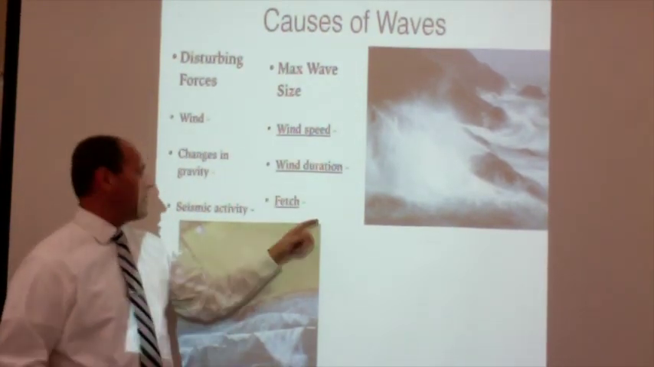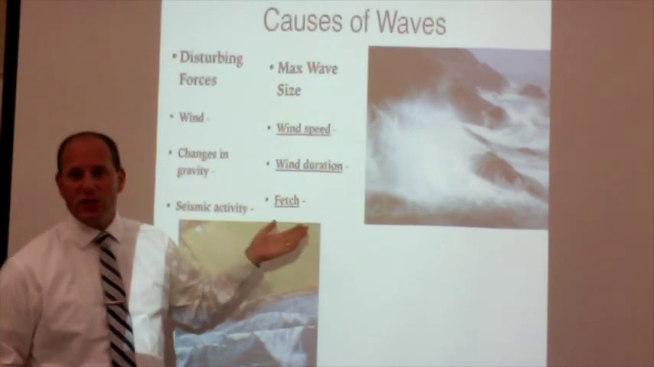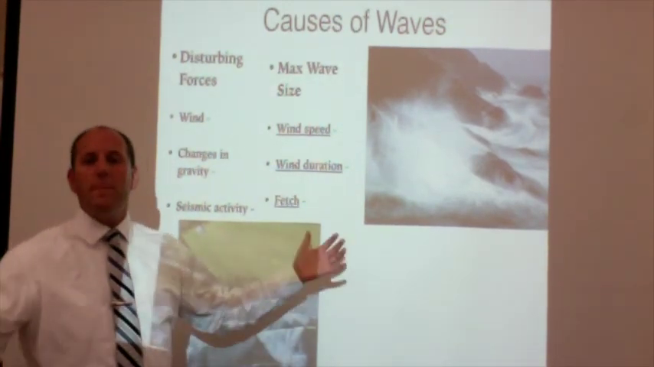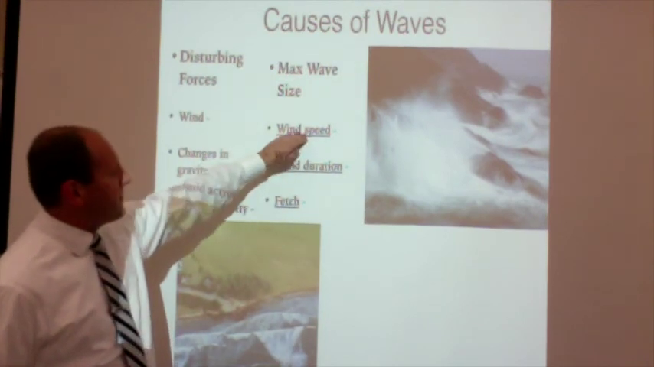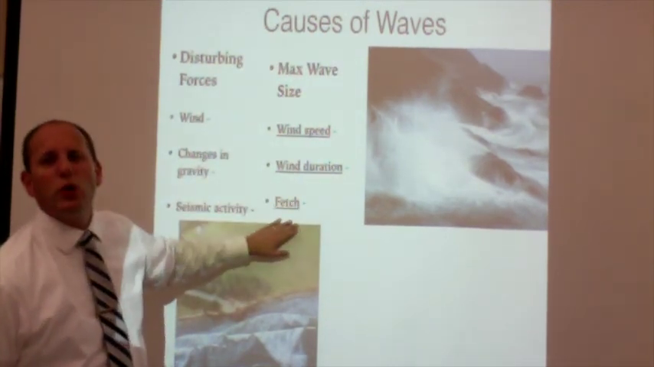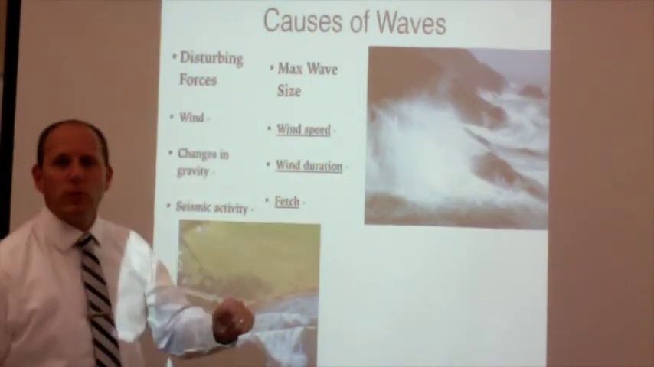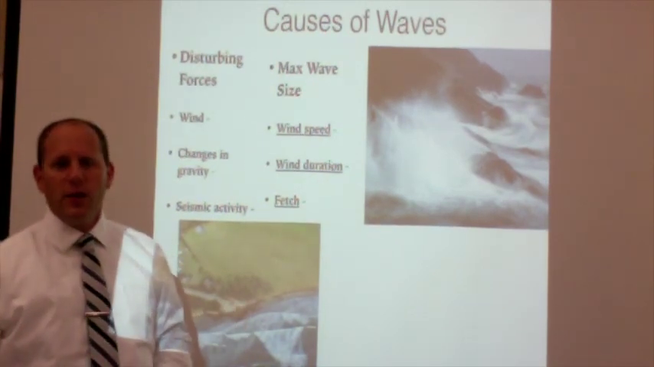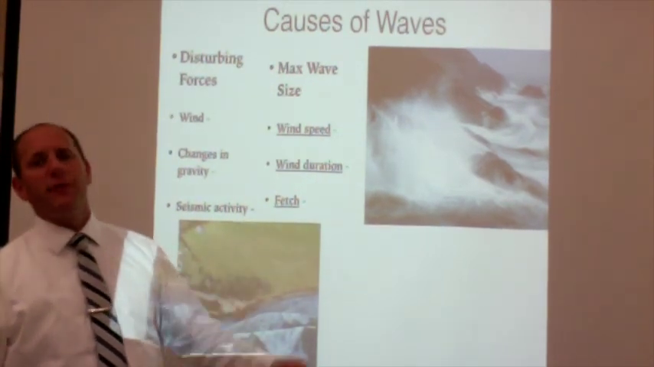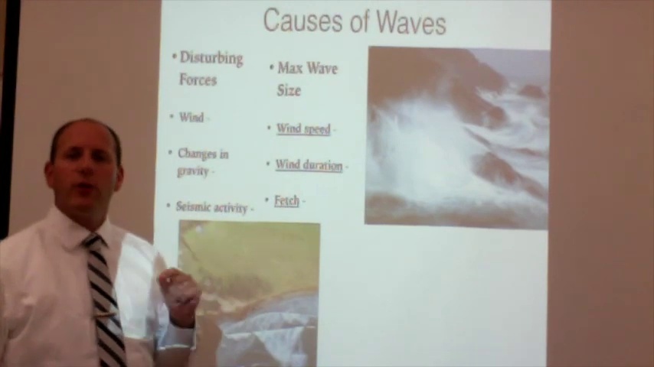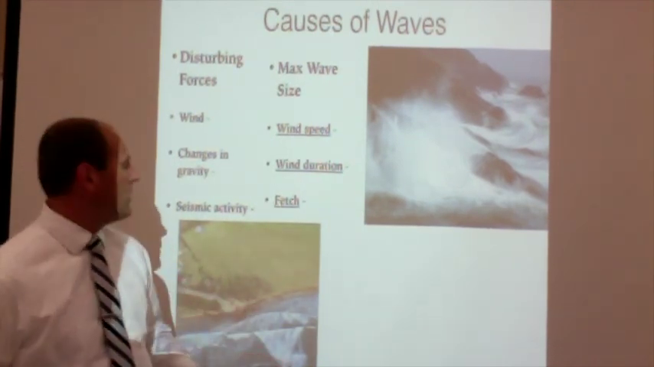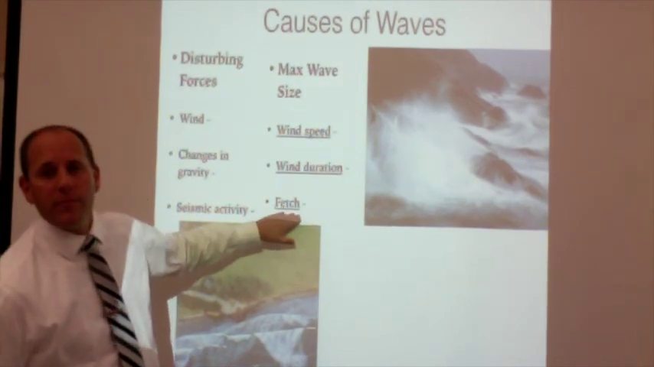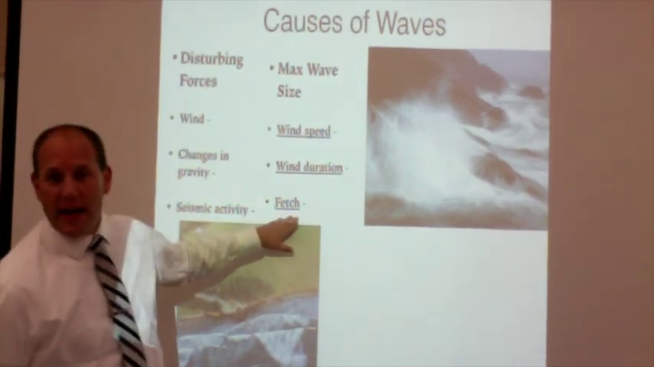And then we need also what we call the fetch, a fancy word for a big space. Wind needs to blow really fast for a long period of time over a huge area. Think of it this way. Go to Folsom Lake. The wind could be blowing at 50 miles an hour for 2 weeks straight, and we're never going to get a very big wave. Or big waves, plural. Because it's not a very big area. Small, what we call fetch.